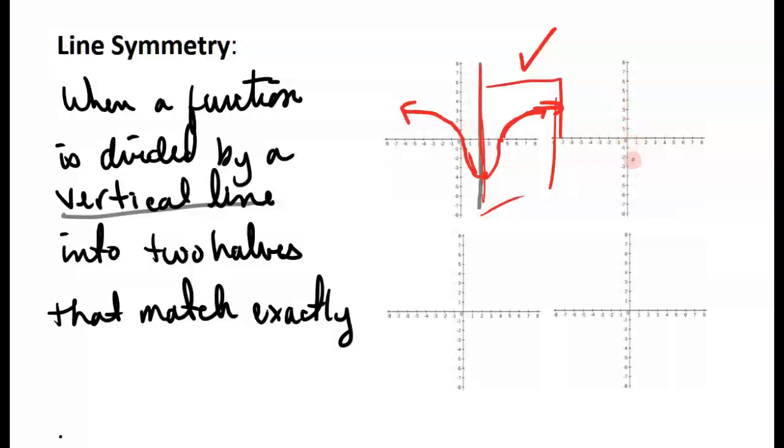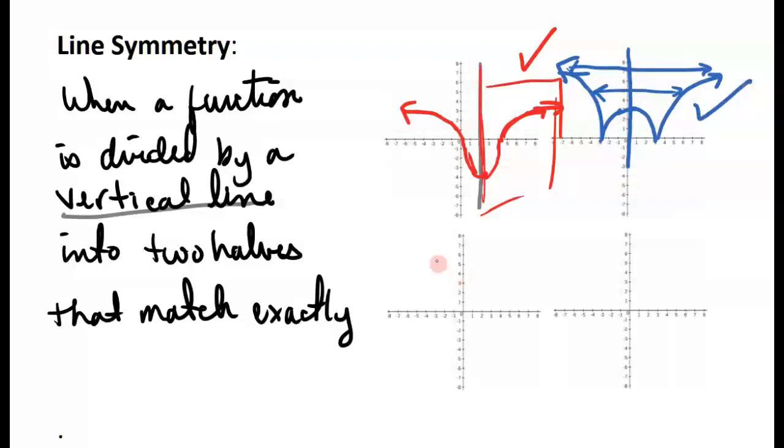Another function that might have line symmetry is maybe if we do something a little bit fancy here. If I do this and go through here and then go like that. Okay, this line cuts this function into two halves that match each other. It has line symmetry. So that has line symmetry.